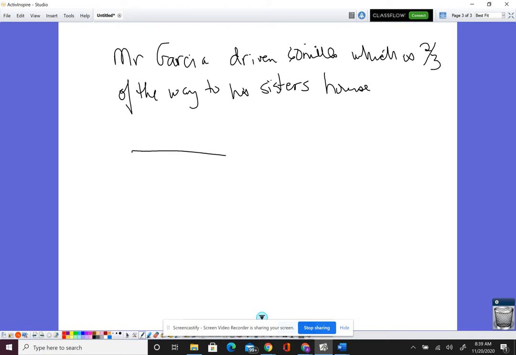Now, the way to his sister's house isn't a straight line, but that straight line is just representing from Mr. Garcia's house to his sister's house. If he's 2/3 of the way, what are you going to do with that line? How many different parts are you going to break it up into? 3. So we break it up into 3 different parts. At 2/3 of the way, he says he's 60 miles. So what is each one of these parts going to represent?